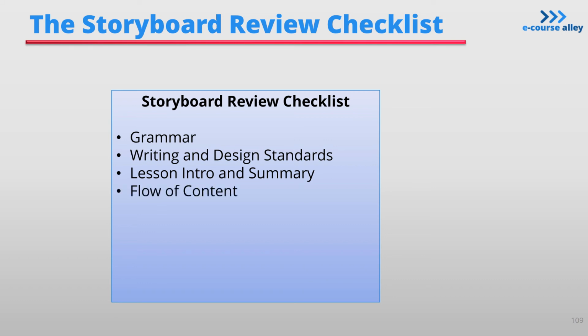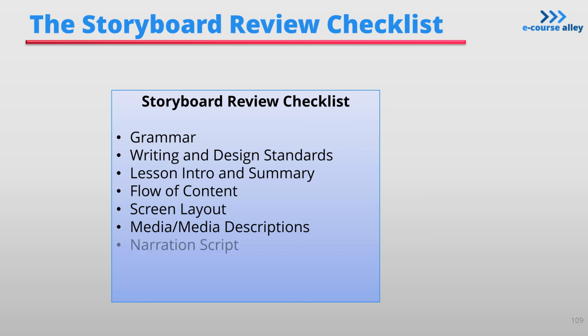Number 4, flow of content. Does your content flow logically through the course? So this is something to look for. Number 5, screen layout. Are your screens cluttered with text and graphics? Make sure there is enough white space on the page. Number 6, media and media descriptions. Does your media enhance the learning experience? Are descriptions clear so you will know what to produce later?